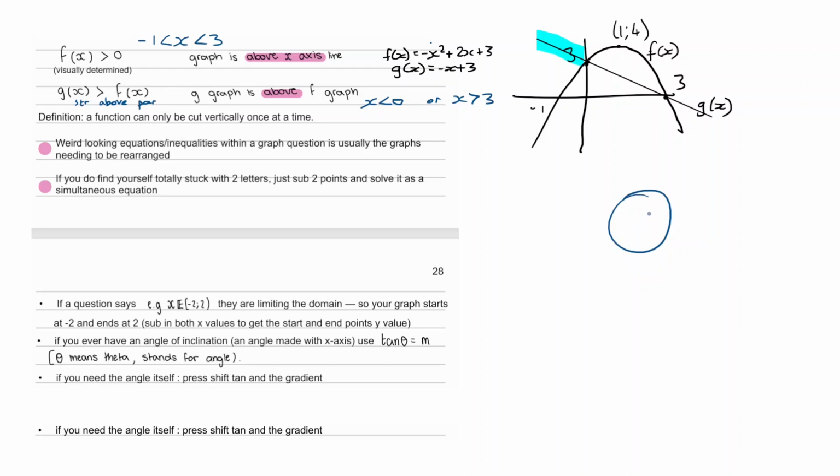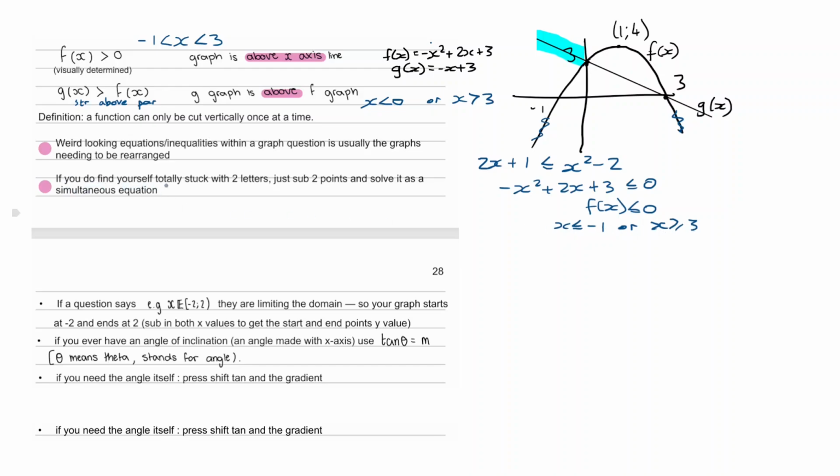Then if you see weird looking equations or inequalities within a graph question, it's usually just asking about the graph, but it needs a bit of rearranging. If you had something like this, now that I've mentioned it, you might notice it more often. And they say, use your graphs to solve this. Rather than starting a whole brand new question, watch what's going to happen. I'm going to take it all across, and I end up with minus x squared plus 2x plus 3. And I realize, hey, that was actually my original f graph. So actually all this is asking now is where is the original f graph less than naught? Where is it below 0, which would be on this side here and this side here. So my answer to that question would be x is less than or equal to -1, or x is bigger than or equal to 3.